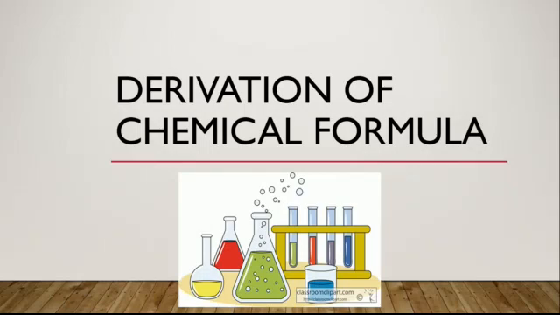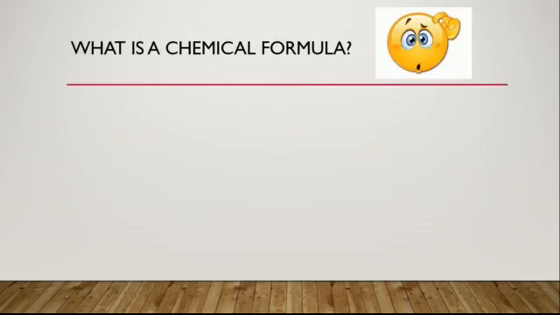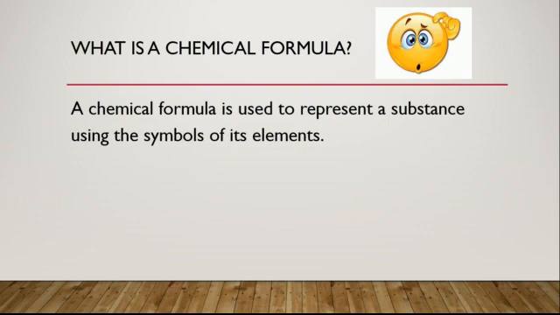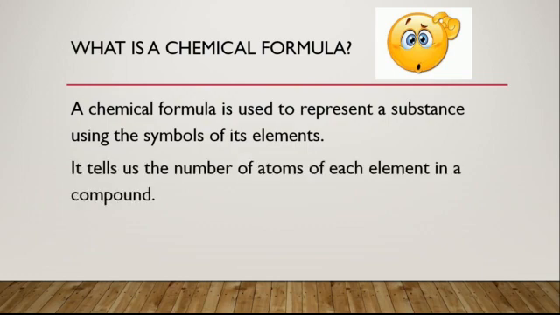Hey everyone, my name is Prajakta and today we are going to learn one of the basic yet important topics in chemistry, that is derivation of chemical formula. So students, what is a chemical formula? A chemical formula is used to represent a substance using the symbols of its elements. It tells us the number of atoms of each element in a compound.